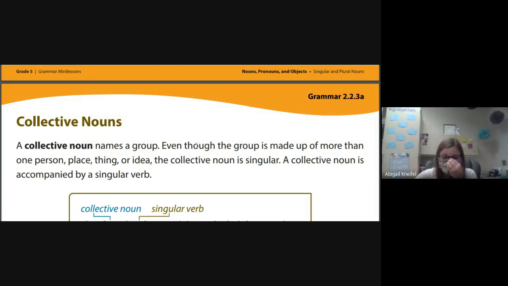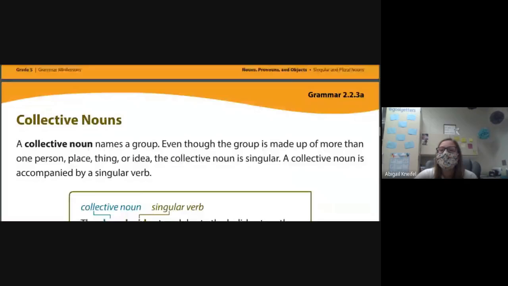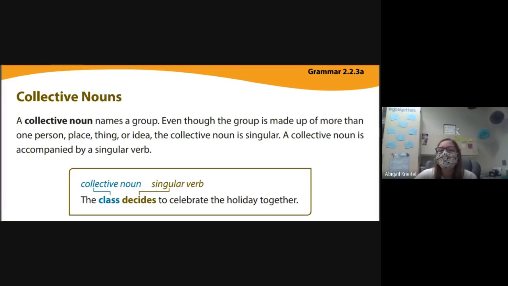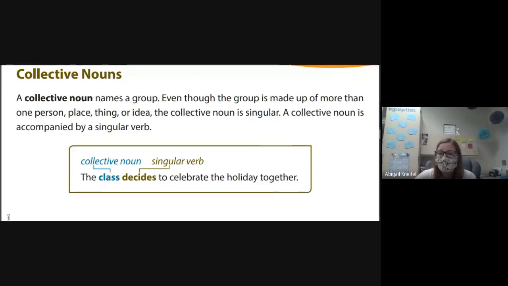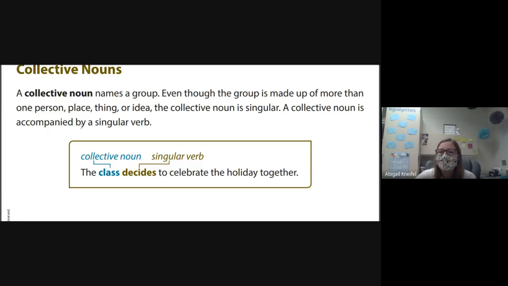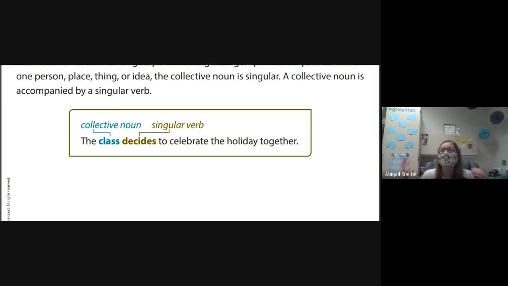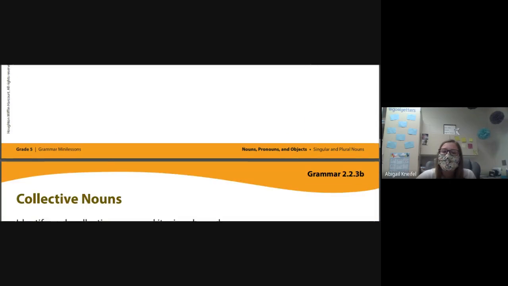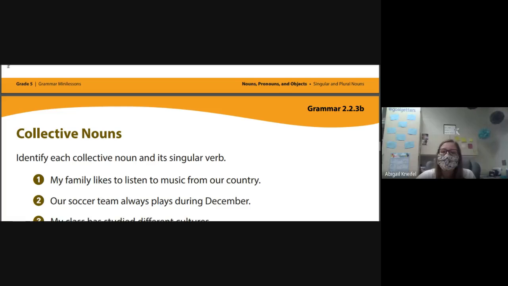All right. Collective noun. A collective noun names a group. Even though a group is made up of more than one person, place, or thing, the collective noun is singular. A collective noun is accompanied by a singular verb. So the class, obviously class means more than one person, but it's singular. Class decides to celebrate the holiday together. So, identify each collective noun and singular verb.